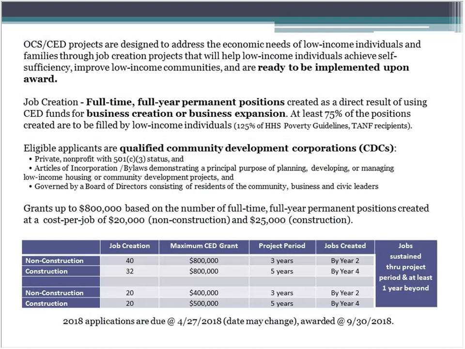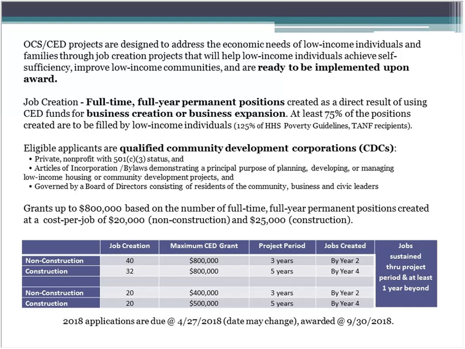So, for some basic information to start, OCS CED projects are designed to address the economic needs of low-income individuals and families through job creation projects that will help low-income individuals achieve self-sufficiency, improve low-income communities, and are ready to be implemented upon award. There is such a range of projects, some of which make physical improvements to distressed neighborhoods when they develop vacant, blighted properties for tenant businesses that then create the new jobs. Some projects, such as grocery stores or child care businesses, provide needed services to residents. But all projects are community-driven and address local needs in addition to the jobs being created.